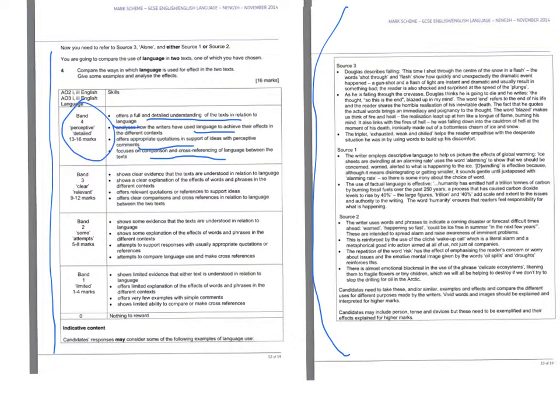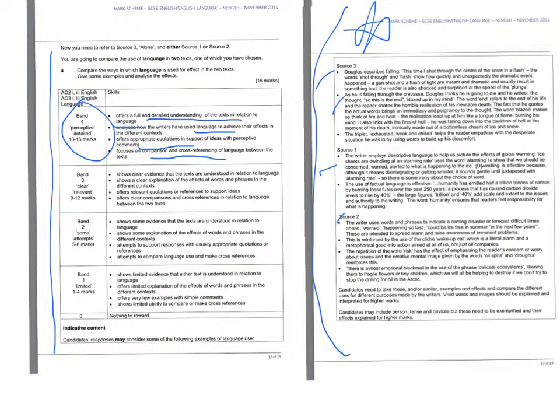Now, this part of the mark scheme just gives you some idea of what you could have talked about in your answer. Obviously, it's not exhaustive. You can say more. Anything that's intelligent and can be backed up by referring to the text will get you marks.